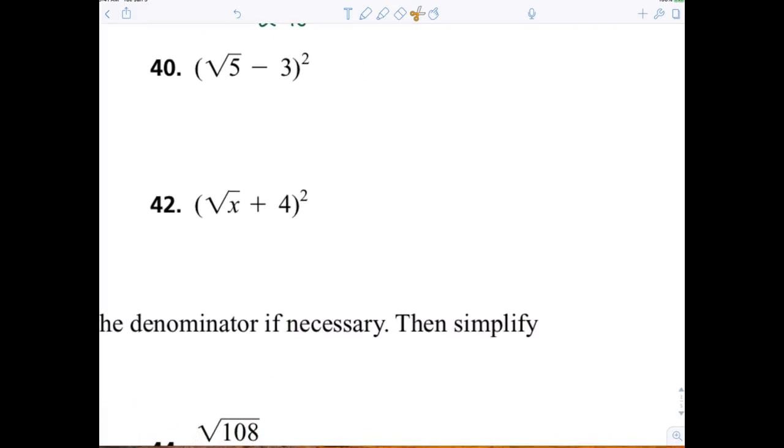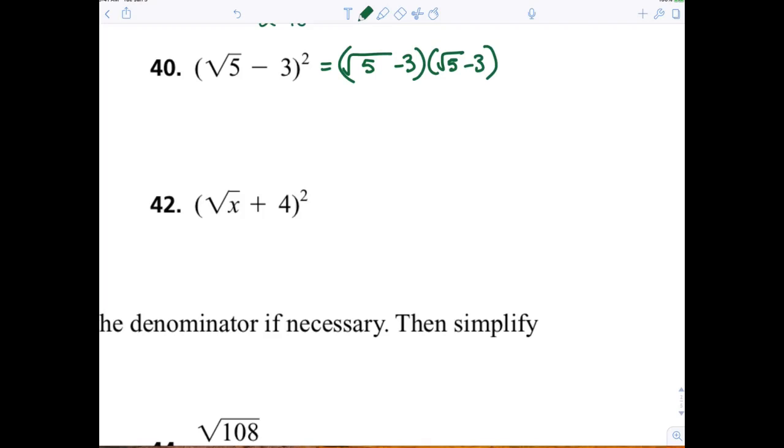Now 40, people forget that you have to write this twice. So don't forget, this is equal to square root of 5 minus 3, and then square root of 5 minus 3. Everybody okay with that?